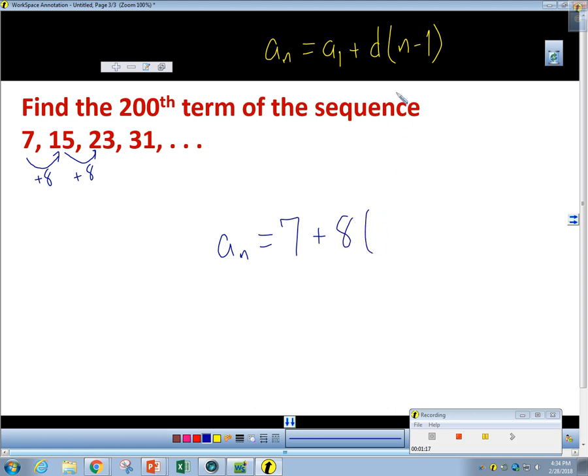And then n minus 1. So n is just the number of term we're looking for. We're looking for the 200th term. So n is going to be 200. And then we have minus 1.